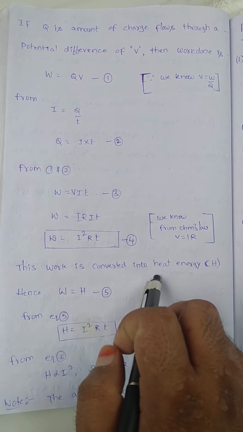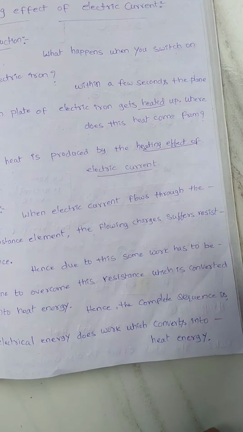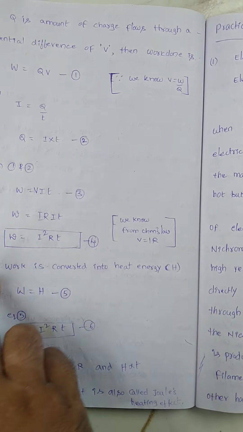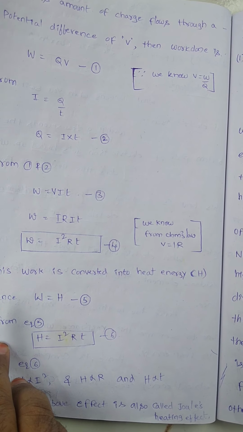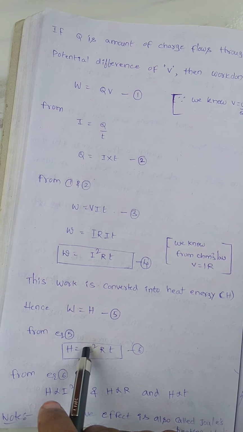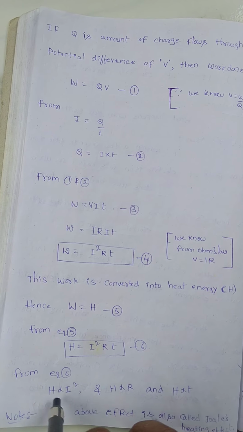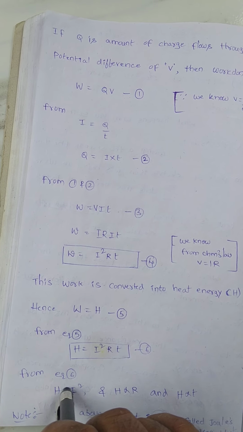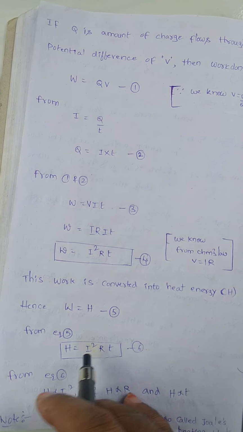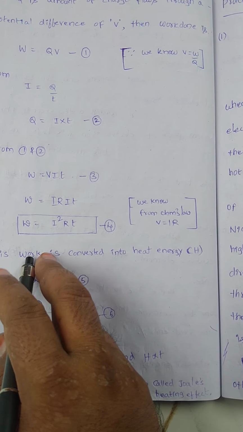This work is converted into heat energy. Already I told you, electrical energy does work which converts into heat energy. So this work is converted into heat energy H, and I can write H in place of W. From equation 5, H equal to I square R T, equation 6. From equation 6, H is directly proportional to I square, H is directly proportional to R, and H is directly proportional to time. So if current is more, heat energy is more. If resistance is more, heat energy is more. If time taken is more, heat energy is more. Note that this effect is also called Joule's heating effect.